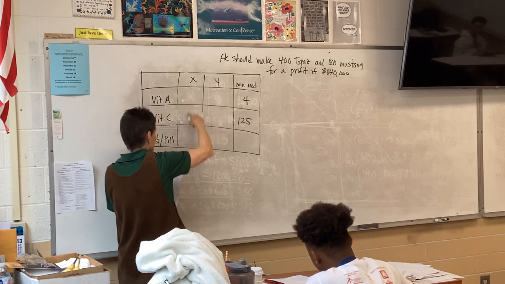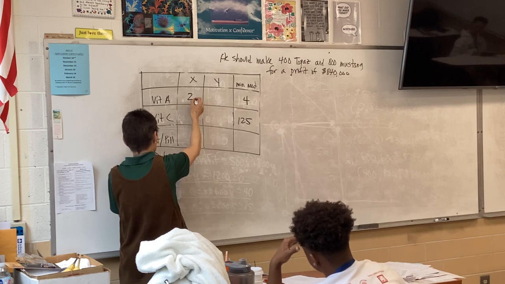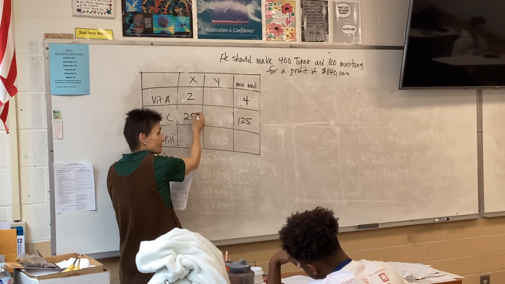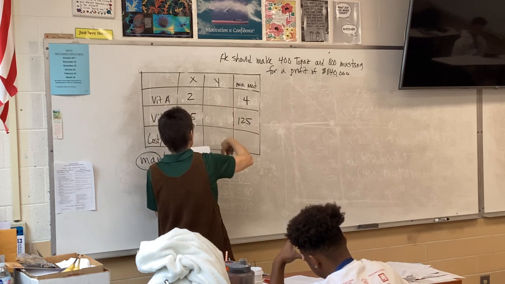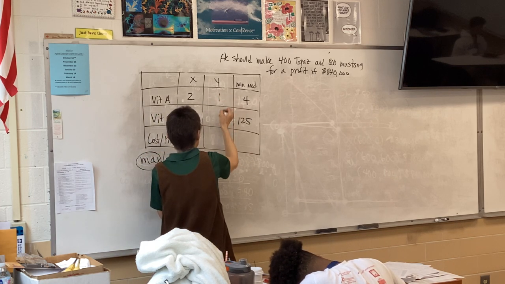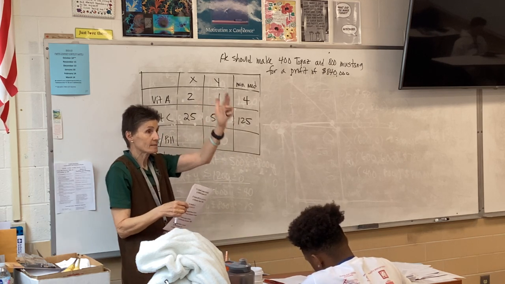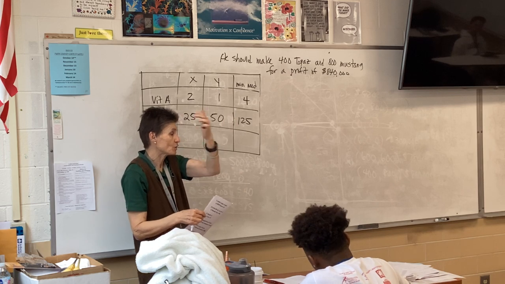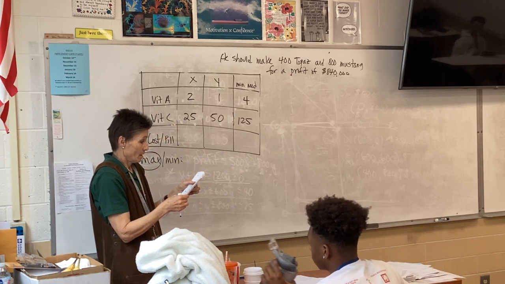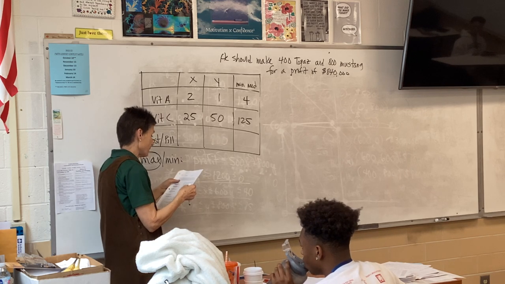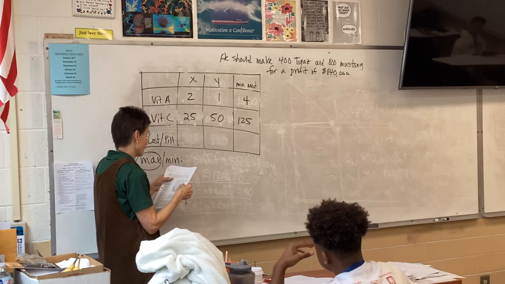Brand X gives us 2 A's and 25 C's. Brand Y gives us 1 A and 50 C's. Gotta be organized. X numbers go in the X column, Y numbers go in the Y column. How many pills of each kind should he take to meet the minimum requirement in the most economical way possible?